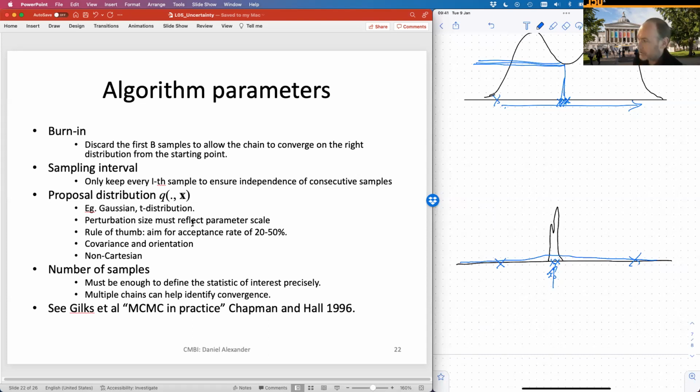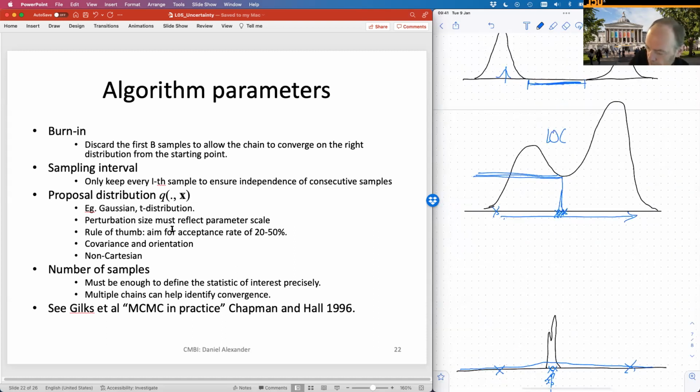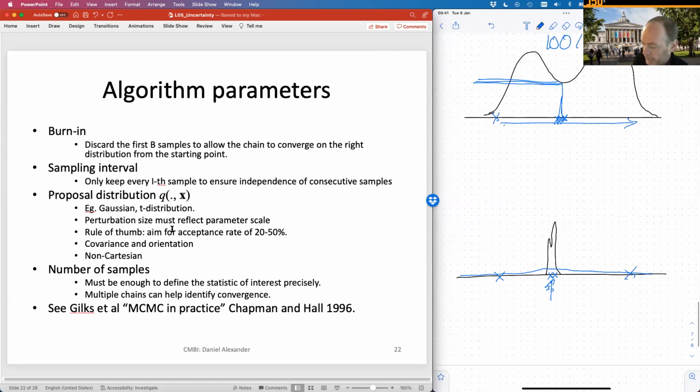So there's a general rule of thumb that I've written down here, which is to aim for an acceptance rate of something between 20 and 50%. If you think about it, the acceptance rate up here when we had very small perturbations is close to 100%, whereas down here when we've got very large perturbations, it might be something like 1%. And there tends to be a happy medium size perturbation when we are getting something like 20 to 50% acceptance rate, and that optimizes the speed with which we can sample that whole distribution.